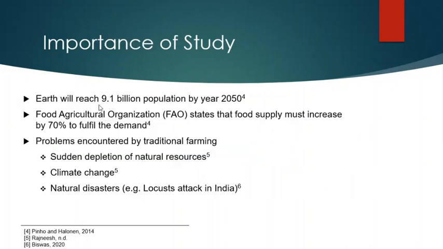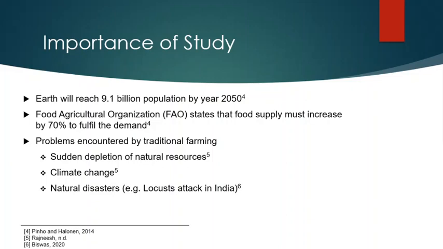Pinho and Halonen mentioned that there will be an estimated population of 9.1 billion on Earth by year 2050. Hence, in order to fulfill the food demand, Food Agricultural Organization (FAO) states that the supply of food must be increased by 70%. There are several issues encountered by traditional farming methods, such as facing sudden depletion of natural resources, climate change, and natural disasters.